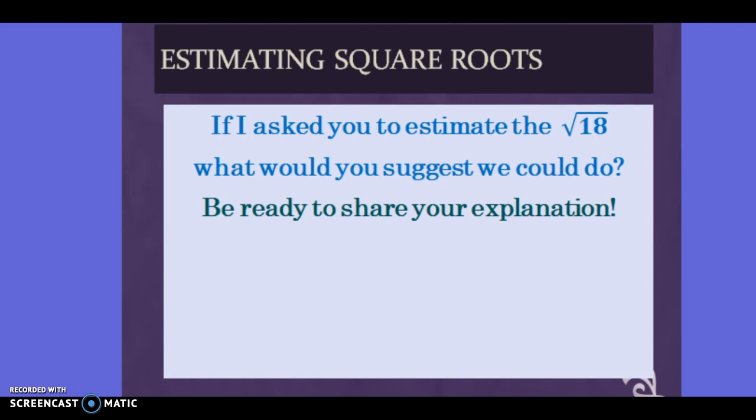18 is not a perfect square. Take a minute, hit pause, and then think about it. How could we estimate the square root of 18?